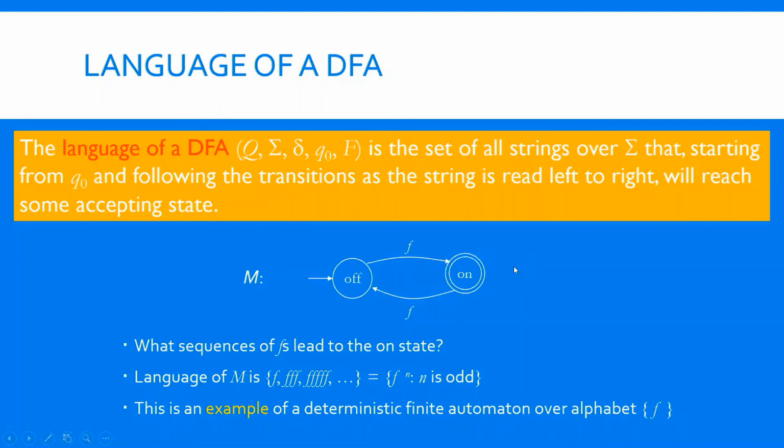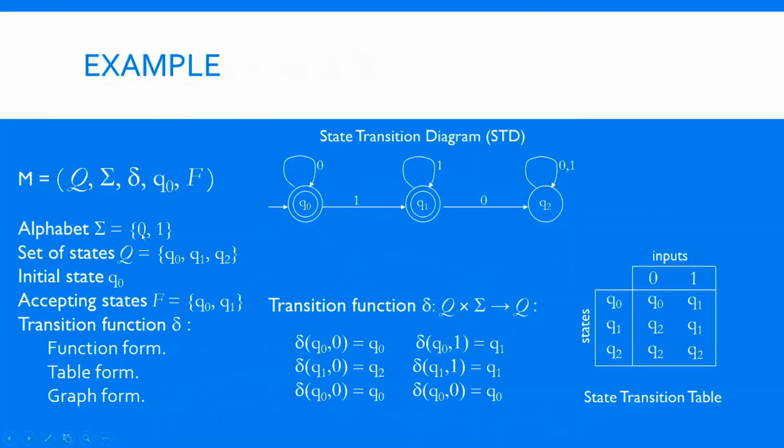Can you tell me which alphabet I have used in this example? Your 5 components, your capital Q is what? Can you tell me? This is a finite automata. Only the delta part I have shown, the state transition diagram. Other parts, can you write down the way I have written here?